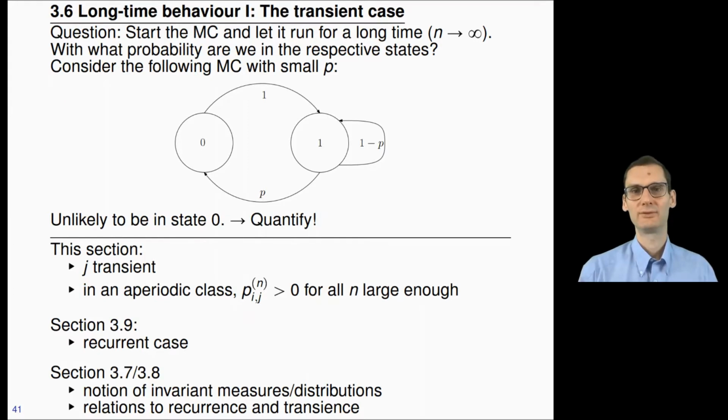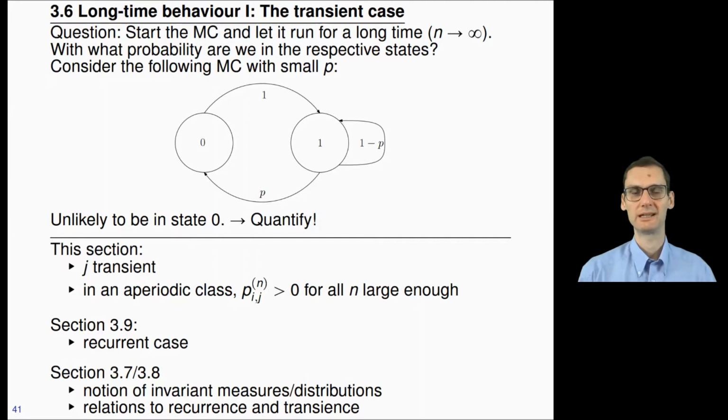So qualitatively, it's clear what is going on, but we want to quantify this. We really want the probability that at time n, when n is large, you are at 1. When n tends to infinity, we want to see what the behavior of this probability is. This is what I mean by long time behavior, and we have to deal with this in several steps. This section will deal with the transient case.